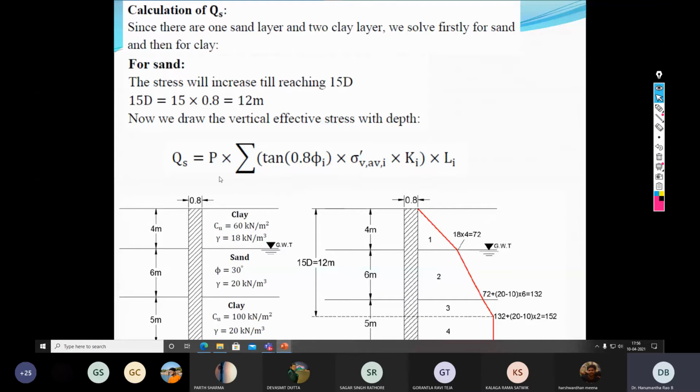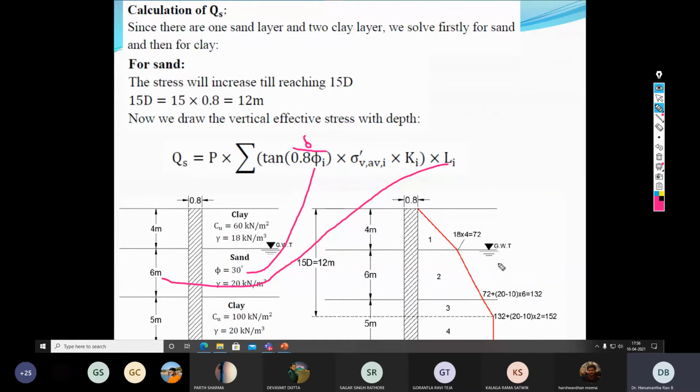So this is the equation. Capital Qs is the skin friction load, that is the perimeter of the pile multiplied by the summation of tan delta. Here delta is taken as 0.8 times phi. Phi is given as 30, and sigma V dash average multiplied by Ki multiplied by the thickness of the corresponding layer. Here the thickness is 6 meter.